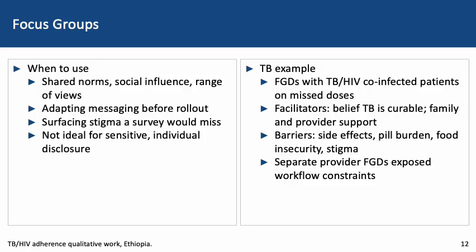Now, turning to the TB example that we've been using so far, imagine focus groups being conducted with TB, HIV co-infected patients regarding something like missed doses, exploring people's missed doses, pardon me. Something that might come out of these focus group discussions are collections of facilitators and barriers, for example. Some facilitators might be the belief that TB is curable, that they could seek care and the care would work, or that family and provider support is really important for them in order to avoid missing doses. And some barriers that might emerge from these discussions are things like side effects from the pills that they're taking, or the burden of taking pills, the frequency and the volume, food insecurities that they may have, or stigmas that might occur. And running separate focus groups, for example, between different groups.